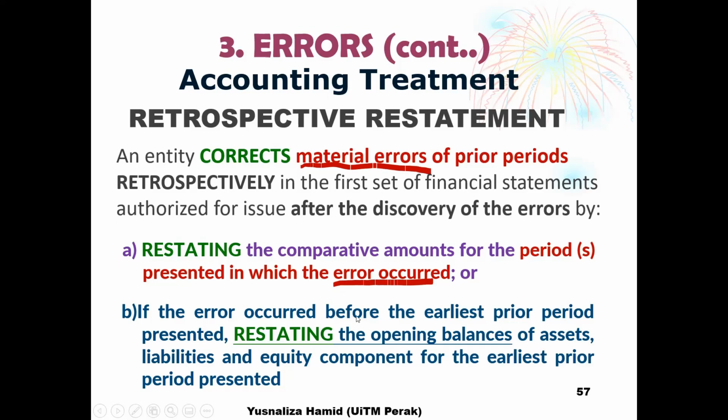If the error occurred before the earliest prior period presented, maybe you need to go and also restate the opening balances of assets, liabilities, and equity components for the earliest prior period presented. So you must go and adjust the opening balance of those items affected. If it's relating to the profit, you may have to adjust the retained profit, which is one example of equity. So you need to go and add or maybe reduce the retained profit due to the fact that you want to go and correct the error.